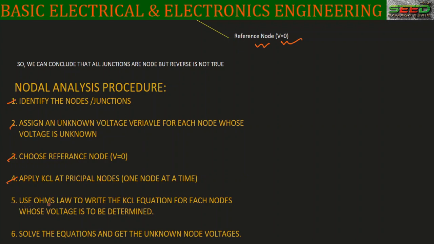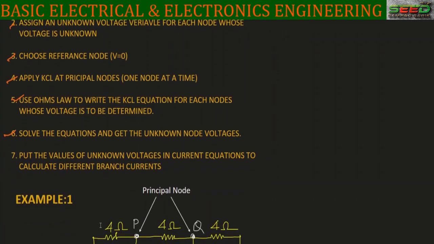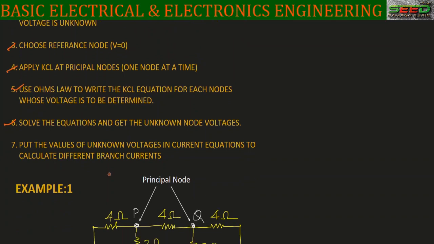Number 5, use Ohm's law to write the KCL equation for each node whose voltage is to be determined. That means you have to replace the current equation in terms of unknown voltage. Number 6, solve the equations and get the unknown node voltages. Number 7, put the values of unknown voltages in the current equations to calculate different branch currents.